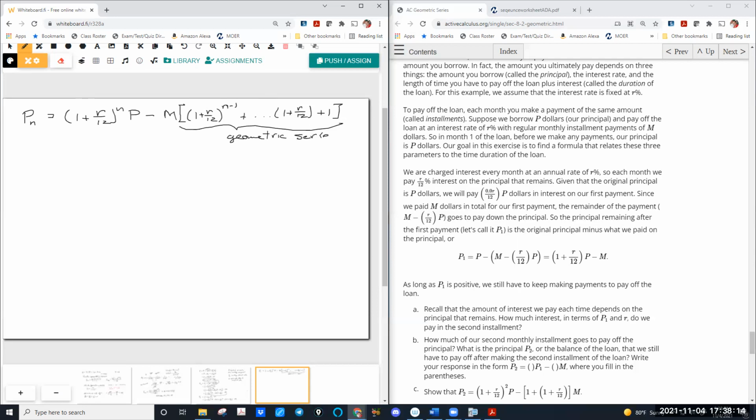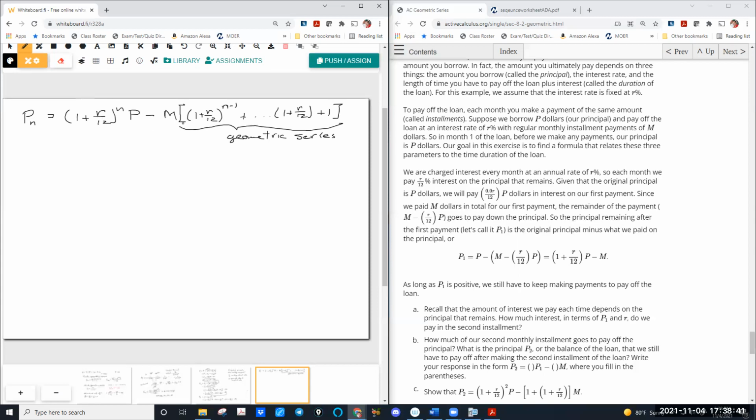Now remember what we're doing. P sub n is the amount of principal left after n payments. So this will calculate it. And what we need to know is the interest rate, the number of months, because we're doing monthly payments, so n is the number of months. We need to know the initial principal and our monthly payment. We know those things, so we can calculate this.